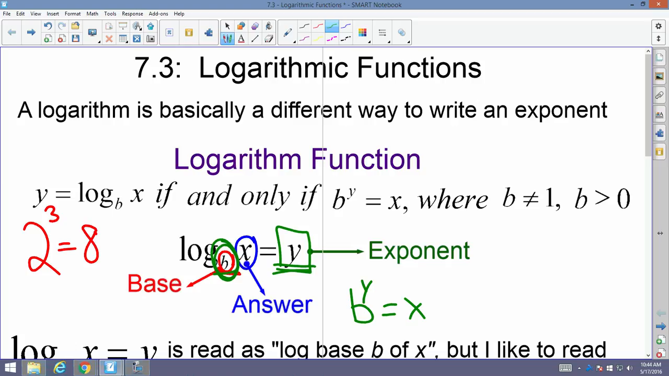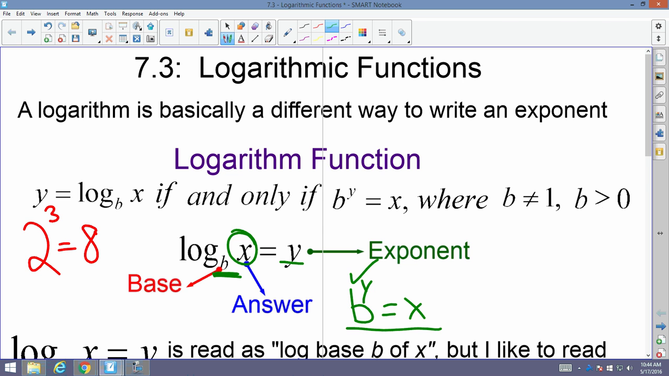Log base b of x equals y translates into base b to the y power equals my answer x. Literally, that's what's happening for the rest of log. And you're going to have to know that for the rest of log. Okay? And you got to really understand it.